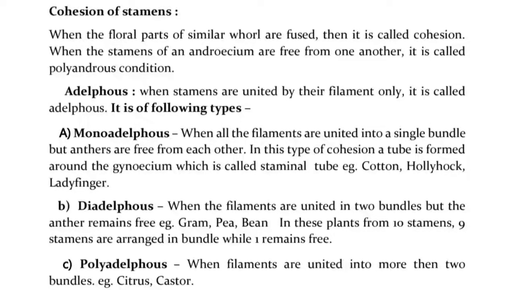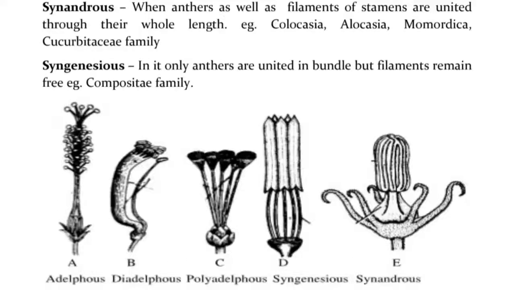Diadelphous: when the filaments are united in 2 bundles but the anthers remain free, e.g. gram, bean. In these plants, of 10 stamens, 9 are arranged in a bundle while 1 remains free. Polyadelphous: when filaments are united into more than 2 bundles, e.g. citrus, castor. Synandrous: when anthers as well as filaments of stamens are united through their whole length, e.g. colocasia, alocasia, momordica, Cucurbitaceae family. Syngenesious: only anthers are united in a bundle but filaments remain free, e.g. Compositae family.